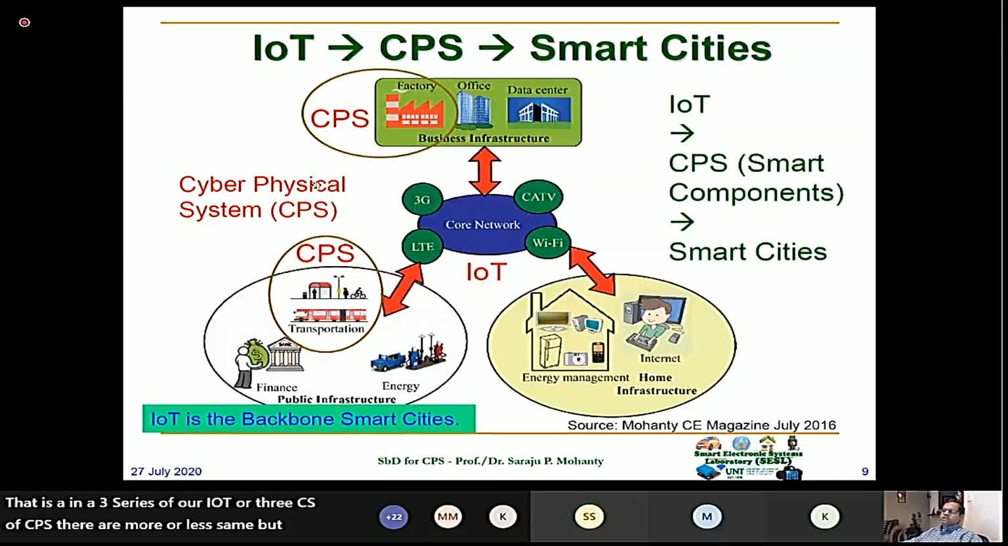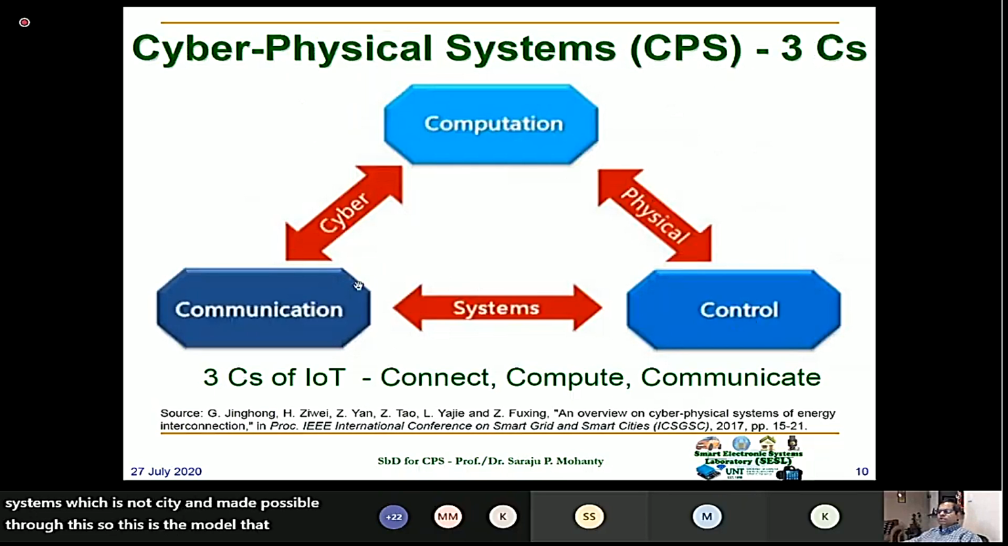But as I said, this is a better view, I feel, because this is like IoT, CPS, and bigger cyber physical systems, like a smart city, are made possible through this. So this is the model that I believe. But some people think they are more or less the same.